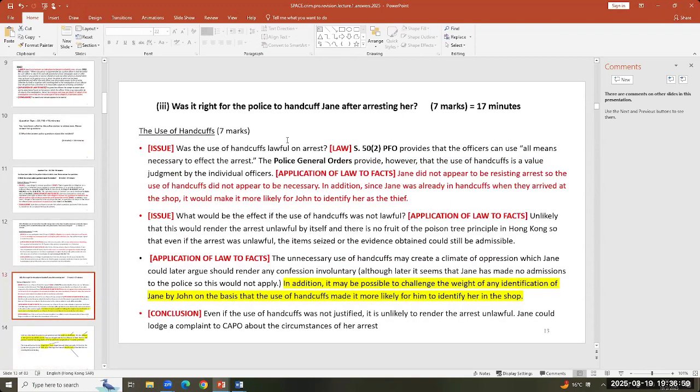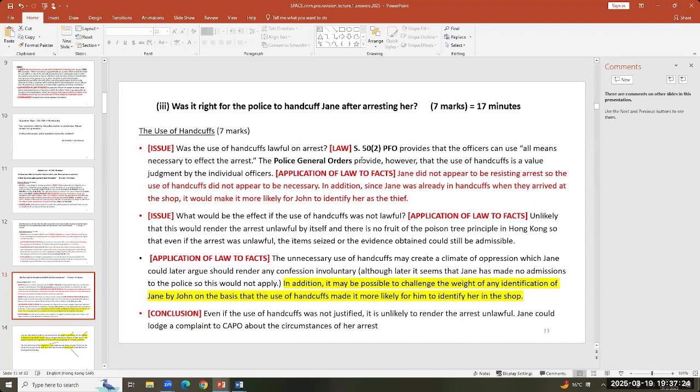Was it right for the police to handcuff Jane after arresting her? So here we are back again to the lawfulness of the arrest. Now, remember, this is an arrest by a police officer. So we're looking at the provisions of the Police Force Ordinance, all means necessary to effect an arrest. And it's a value judgment.